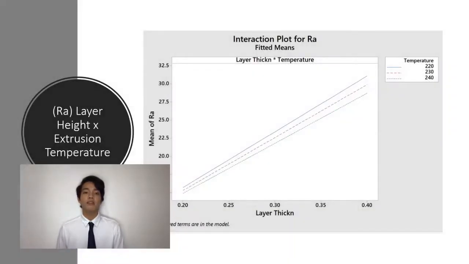As we can see in the figure, the lines are moving closer to each other, but they don't intersect. This means that the interaction between the two parameters, layer height and extrusion temperature, is only minimal.